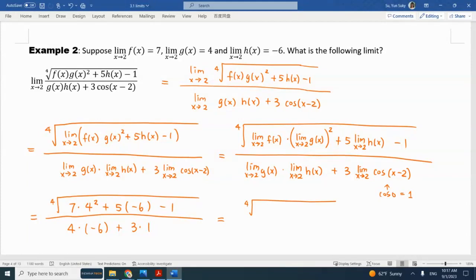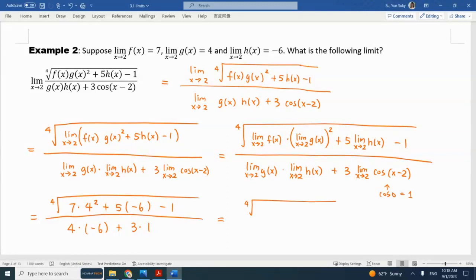So not only for polynomial or rational functions, if you have exponential functions, logarithm functions, all the trig functions, what you do is you plug in the number first and see what happens. If you get something weird like 0 over 0, then you do something else. Okay, everybody? All right. So let's keep going.